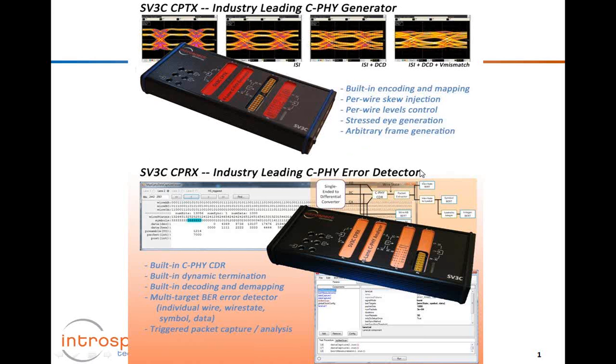So this is a tool that enables users to perform BER testing on C-PHY signaling. What we describe at the bottom left corner here is what Introspect Technology defines as multi-target BER testing for C-PHY. What this really means is that not only is the tester able to perform error counting and error detection on the data words that are decoded already in hardware, but it's also able to perform error detection on the wire states, the symbols, and even the individual wires themselves, which are essentially non-deterministic in C-PHY, but the system is able to lock onto them and perform BER testing on them.